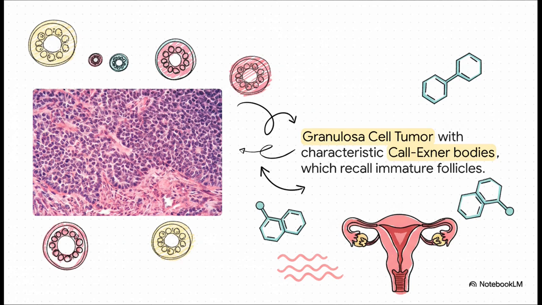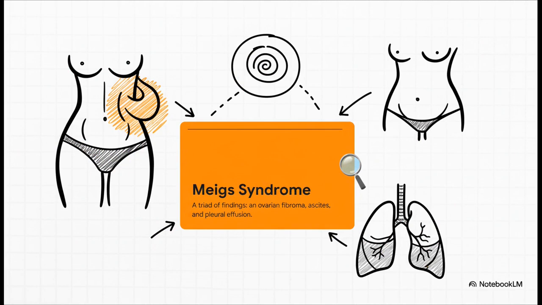Now, what do granulosa cells normally do? They make estrogen. So these tumors are like little estrogen factories, and all that excess estrogen can cause other problems like endometrial hyperplasia. So if an older woman comes to you with postmenopausal bleeding, you must always keep this tumor in your differential diagnosis. Now for another classic clinical question, Meigs syndrome.